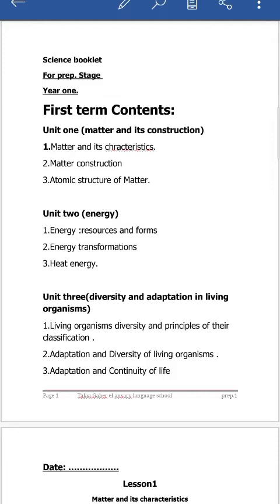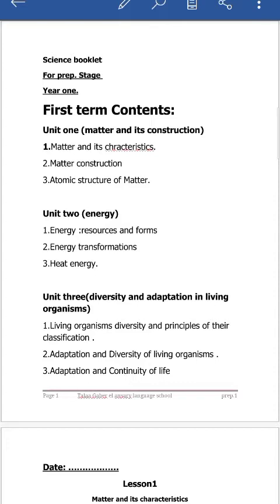ان شاء الله هنبتدي مع بعض النهاردة في منهج الساينس بتاعنا. وان شاء الله هنبتدي نشرح مع بعض المنهج الكونتنت بتاعته. ده طبعا الفيرست ترم بتاعنا. يونت 1 هيتكون من 3 lesson، يونت 2 هيتكون من 3 lesson، and يونت 3 هيتكون من 3 lesson مع بعض كده. First term of science in prep 1 unit 1 هيكون عن matter and its construction.